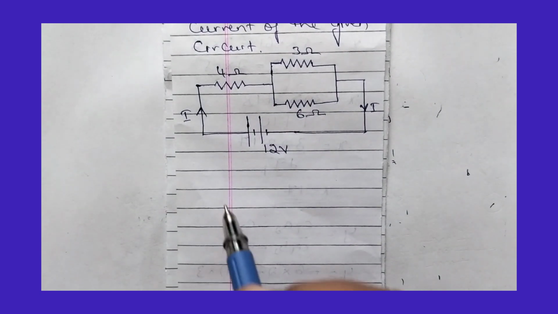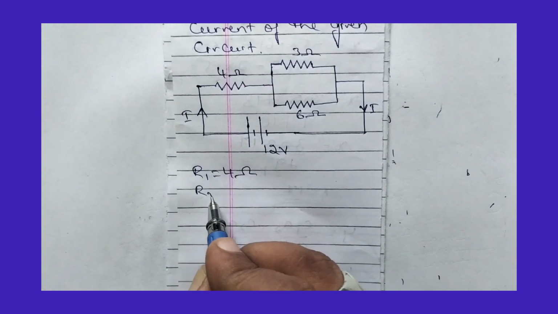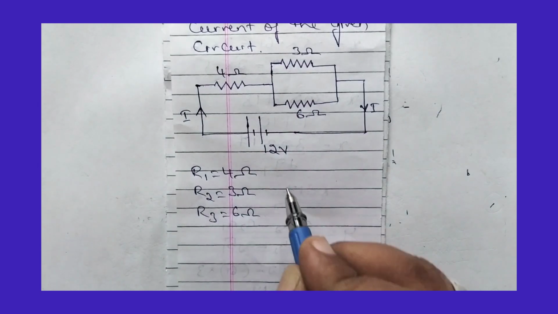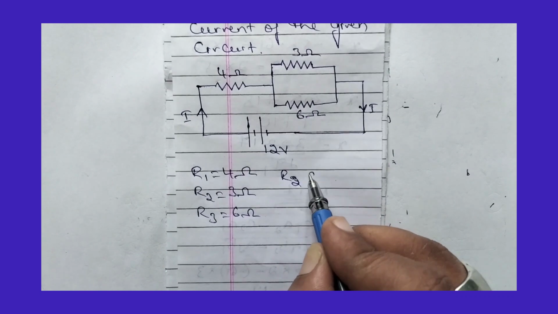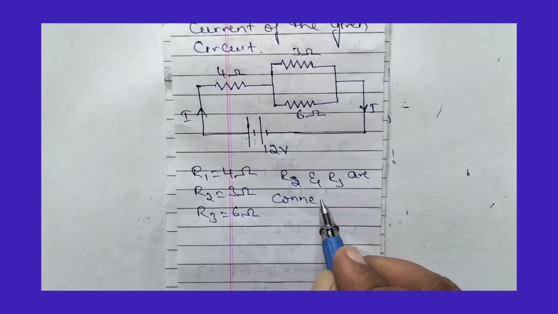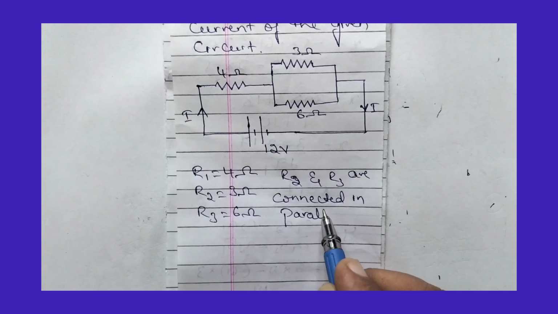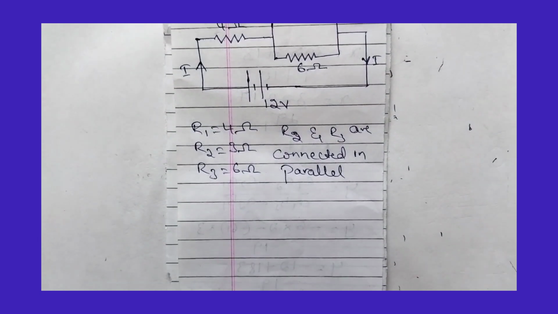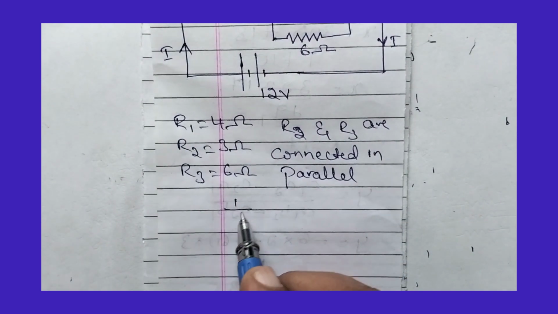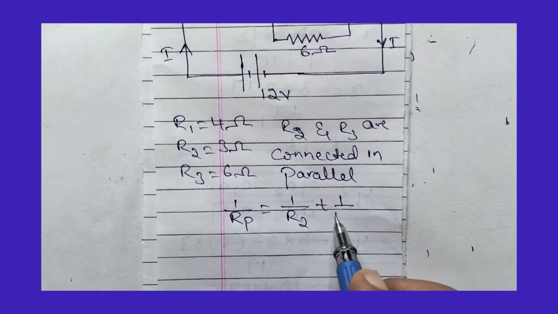So when they are connected in parallel, R1 is equal to 4 ohm, R2 is equal to 3 ohm and R3 is equal to 6 ohm. Here R2 and R3 are connected in parallel. Both of them are connected in parallel. So if they are connected in parallel, 1/Rp is equal to 1/R2 plus 1/R3.